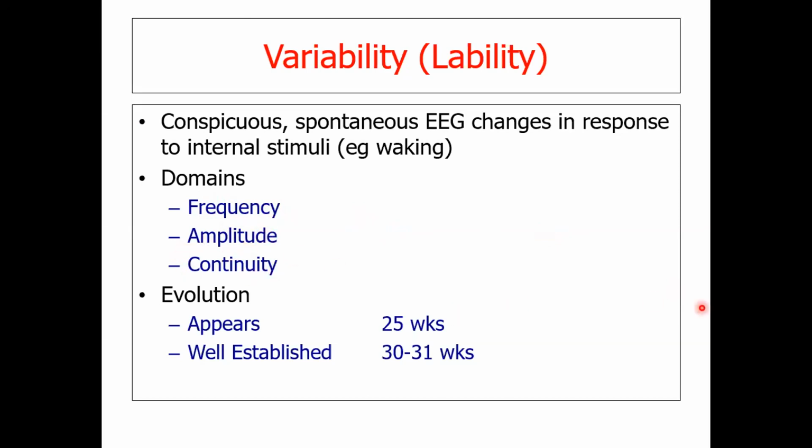Before 25 weeks of gestation, nowadays we have babies as young as 24, 23 weeks also surviving. So before 25, the variability is not marked. It gets well established by 30 to 31, and it is expected that the baby would react. There would be some variability.